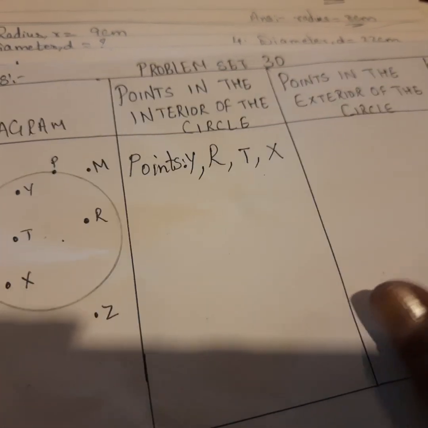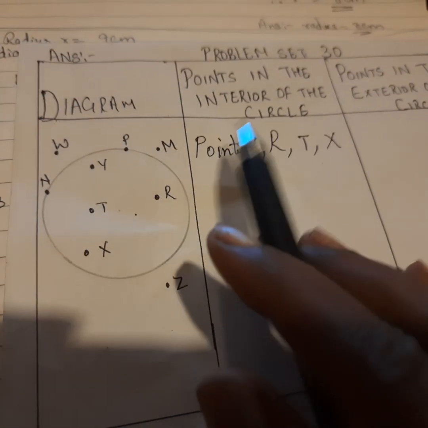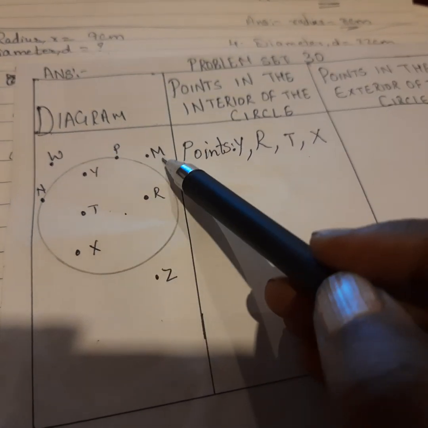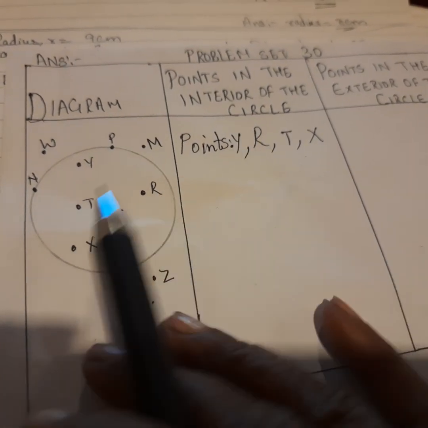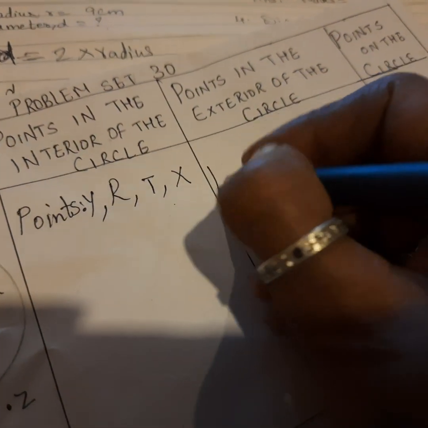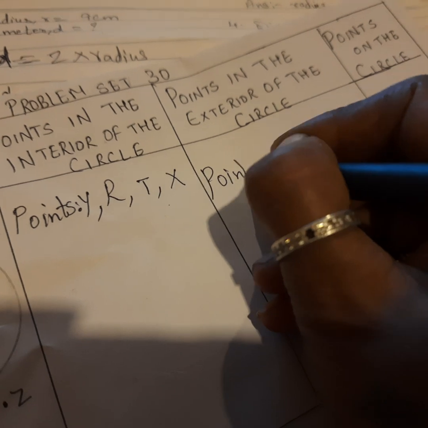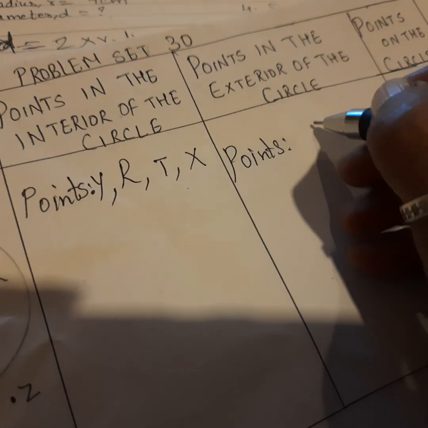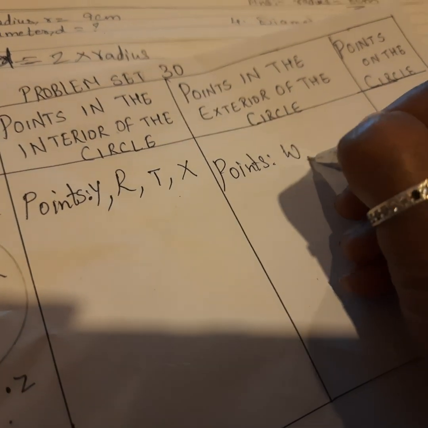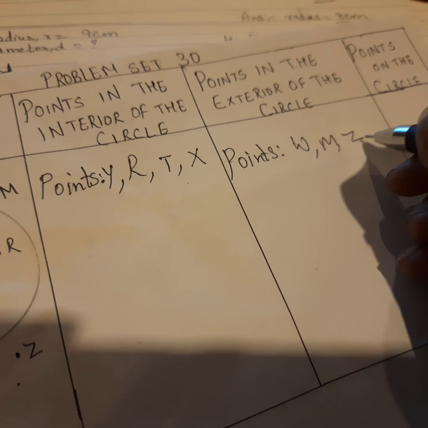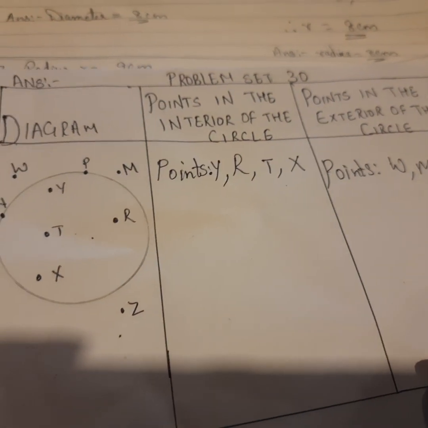Now let us do points in the exterior of the circle, outside. Which are the points? Point W, M and Z. Point W, point M and point Z. So in general we can write down points. Which are the points, children? W, M and Z. So points in the exterior also done.